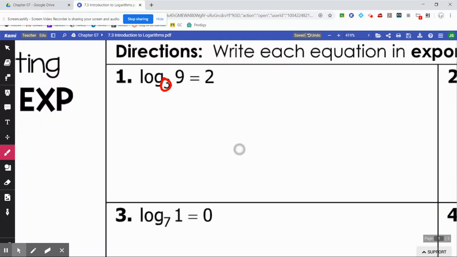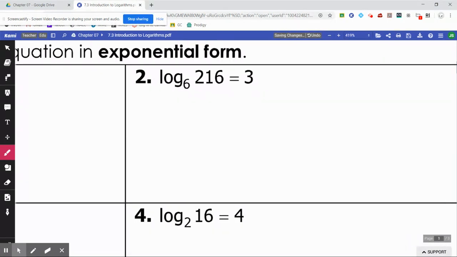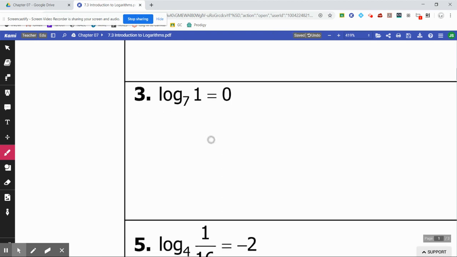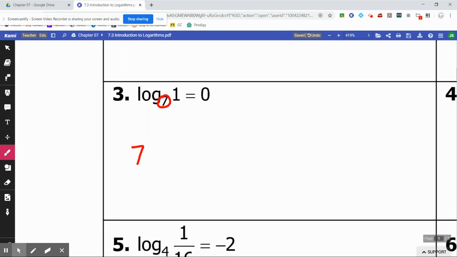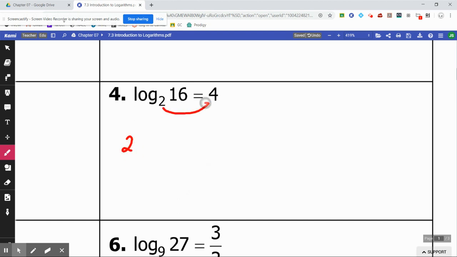Let's zoom in. This one says log base 3 of 9 is equal to 2, is how you read it. The base of your logarithm will also be the base of the exponent. The exponent's always on the other side, so you'll do 3 raised to the second power is equal to this number, 9. That's how you rewrite it. Let's do another one. 6 raised to the third power is equal to the argument, which is 216. That's rewriting. Here, 7, the base of the logarithm, raised to the 0 power is equal to 1. That's exponential form. 2 raised to the fourth power is equal to 16 is how you rewrite that.